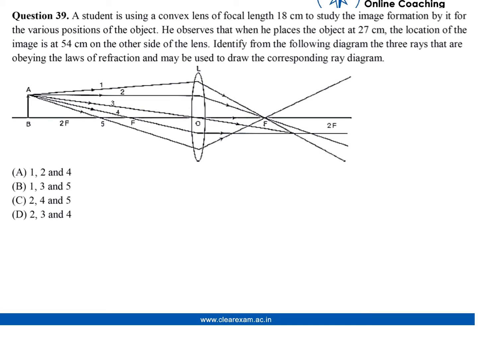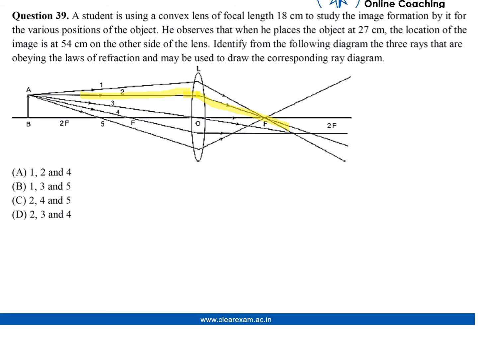Okay, so now let's identify which ray is following the rule. We can see here that ray 2, this one, is parallel to the principal axis, and then after refraction it is passing through the principal focus. So this is a correct ray. This ray is obeying the law of refraction.